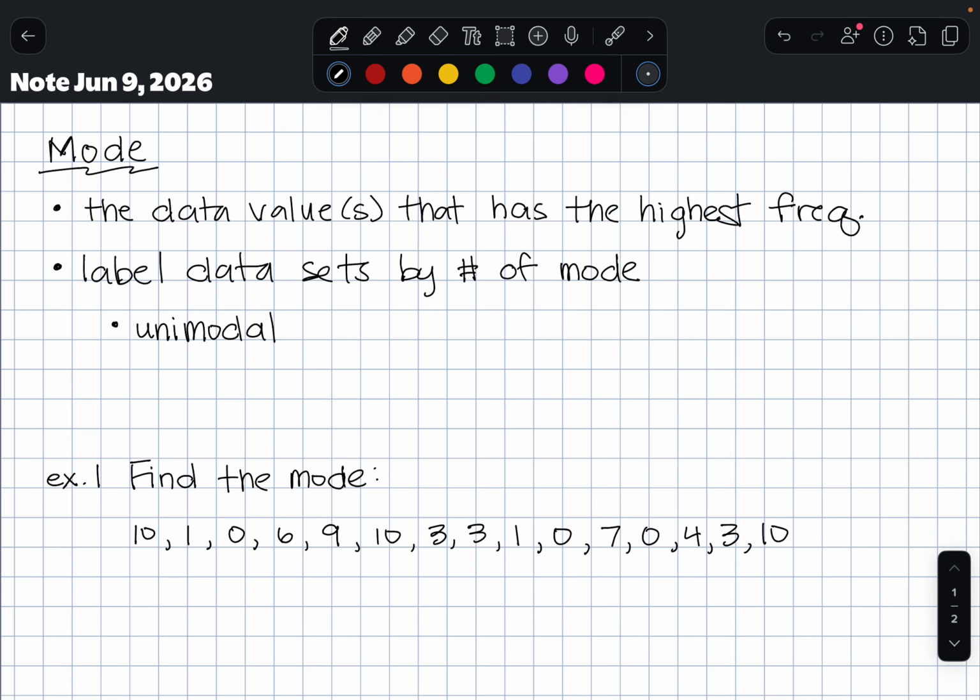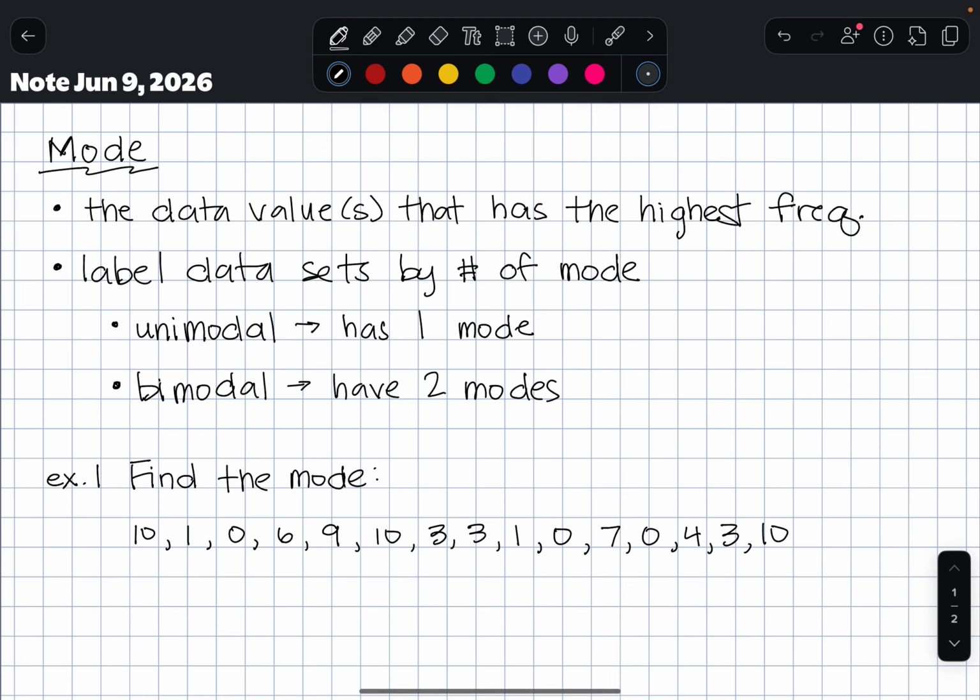Just like unicycles have one wheel, unimodal means the data set has one mode. A bicycle has 2 wheels, so bimodal will have 2 modes. What happens if I get more than 2? Well, I know the prefix for 3 is tri, so it could be trimodal. But most often in statistics, once we get past 2 modes, 2 peaks in our graph, we will call it multimodal.